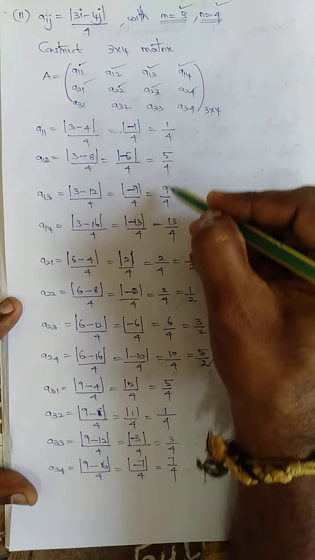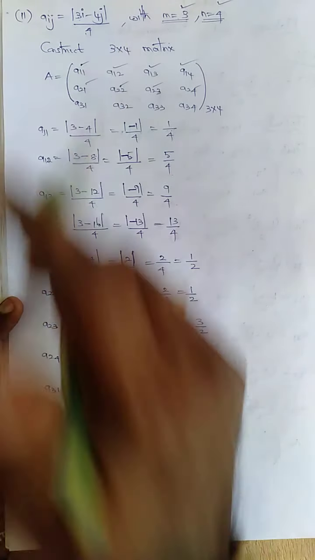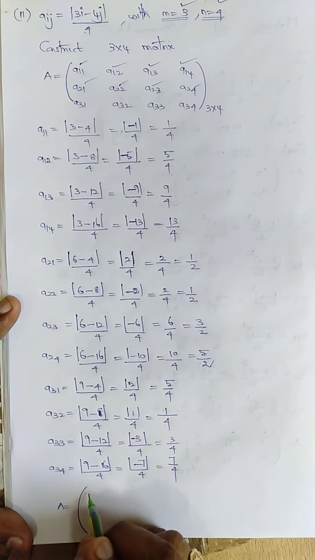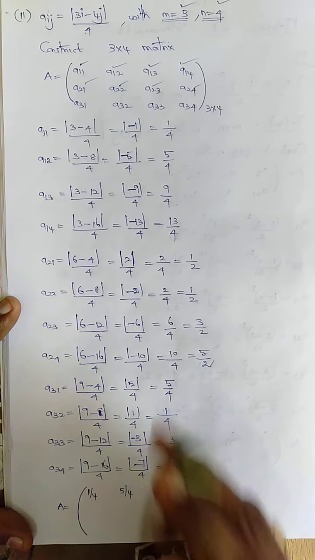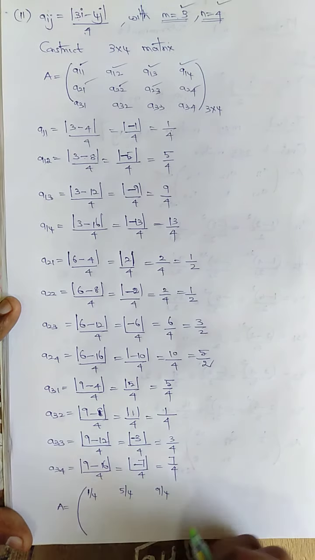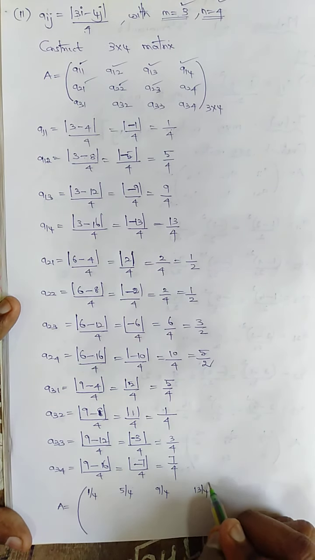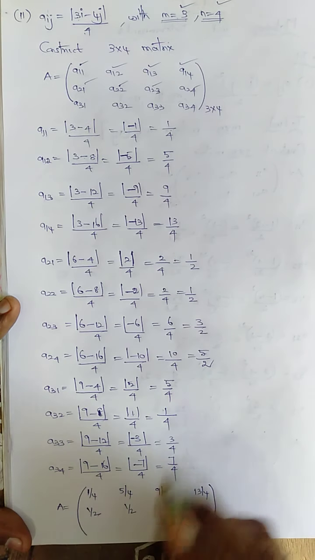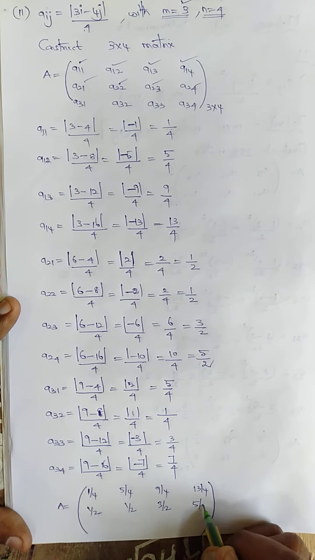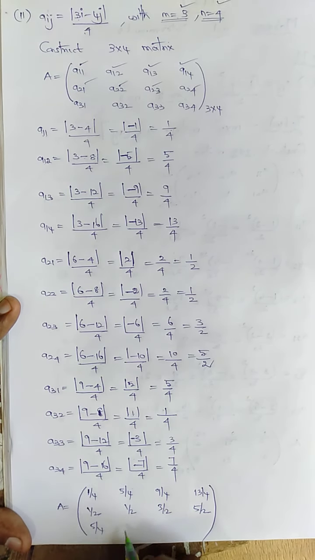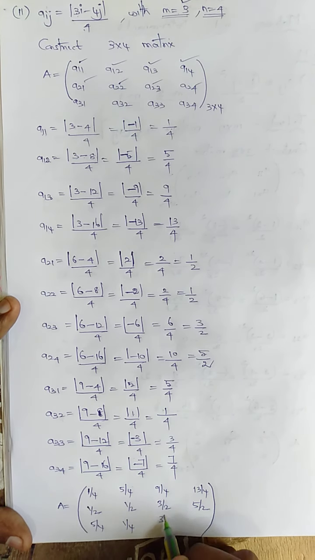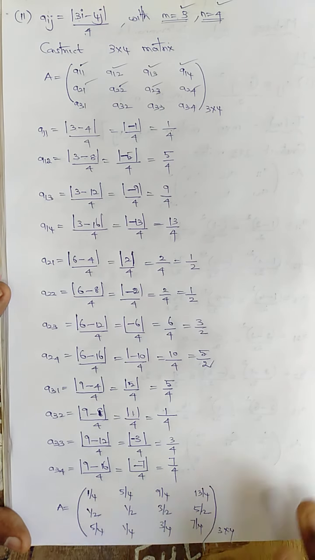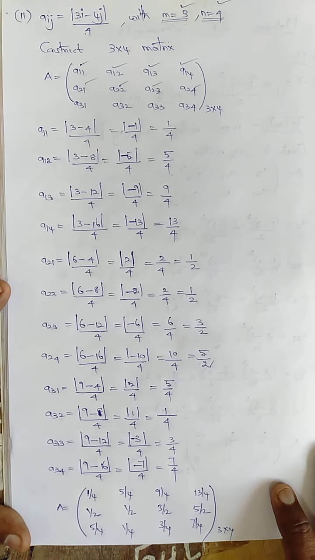Now I need to apply these values in A, because that is the last answer we need. In A: 1 by 4, 5 by 4, 9 by 4, 13 by 4; next 1 by 2, 1 by 2, 3 by 2, 5 by 2; next 5 by 4, 1 by 4, 3 by 4, 7 by 4. The order is 3 cross 4. This is the required answer for this sum.